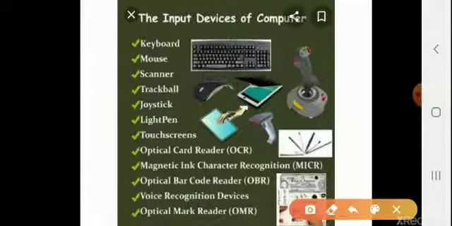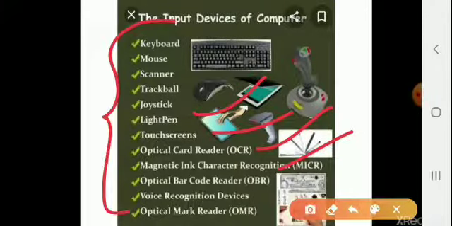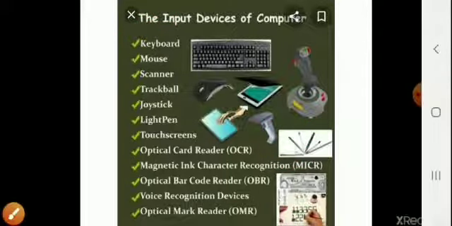This is used to play games on a computer. Then the microphone. A microphone is used to record sounds and music in the computer. Scanner: it is used to copy pictures and documents so that they can be stored in a computer system. Many others are there like light pen, touch screen, OCR and MICR. All these are our input devices, which are used to input our data in the system.